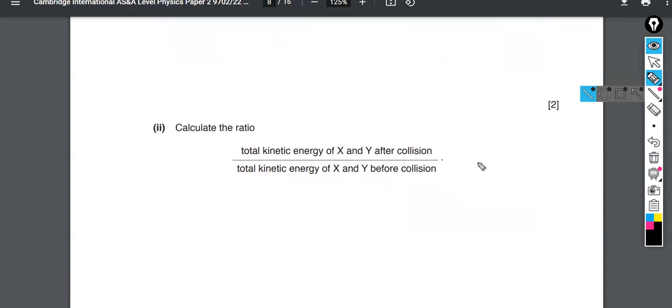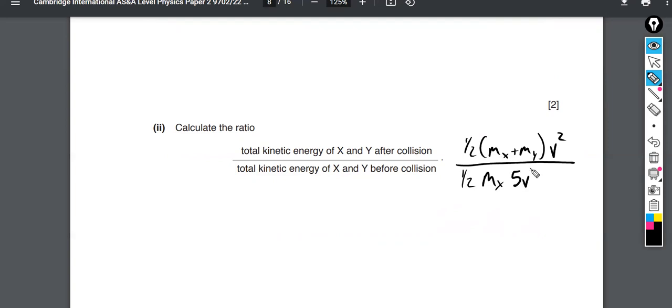All right, so let's remind ourselves that after the collision, we have a 1/2 mv squared, and they had a common speed v. It's the sum of the masses there. So that's the kinetic energy afterwards over the kinetic energy before the collision. Well, that's going to be a 1/2 mx, and it's going at a speed of 5v squared. Just have to keep track of that. Remember that y was stationary, and so it has no energy of motion. So we can ignore y for before the collision.